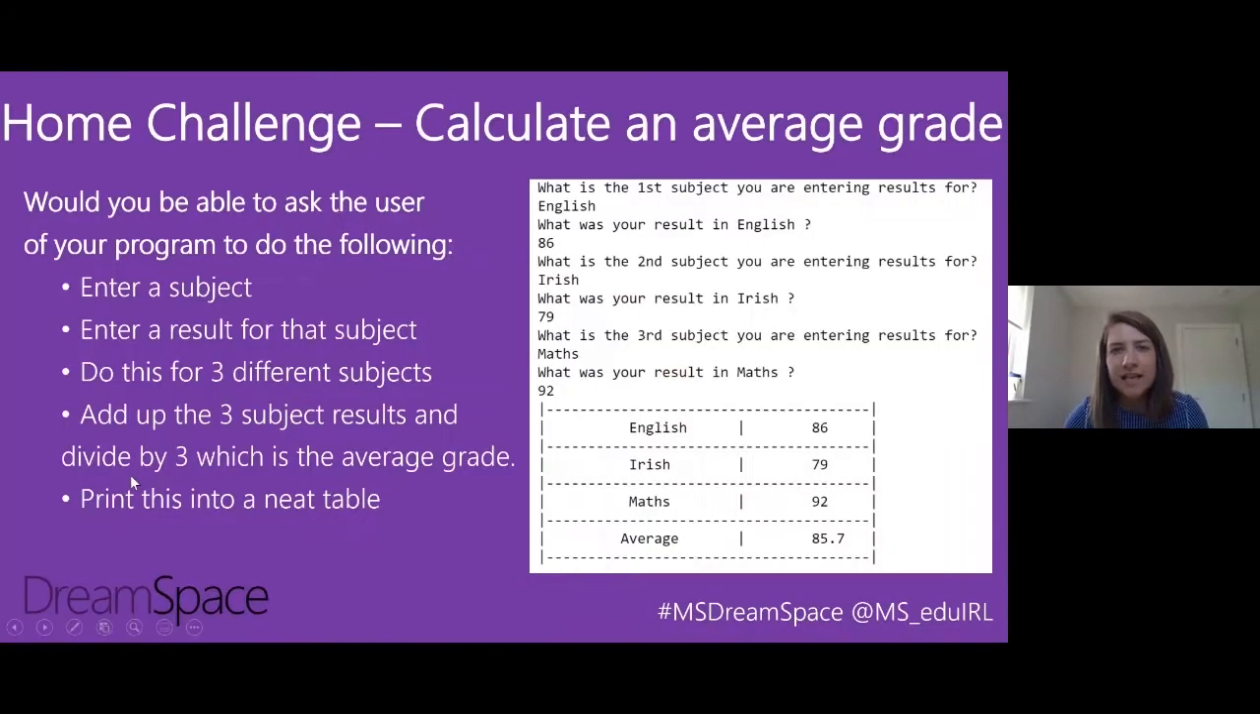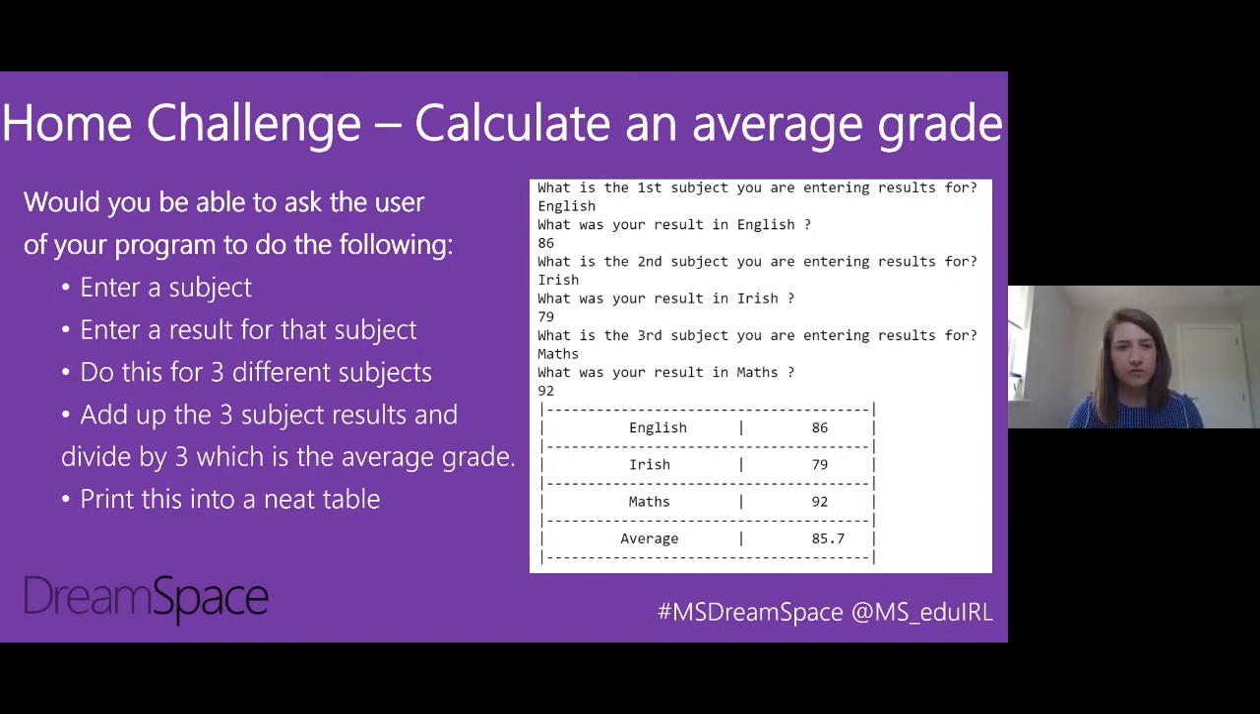Okay, so last week we finished up, after covering a lot of new information, by setting a home challenge. The home challenge was basically that you would develop a program that would ask you to enter a subject and then enter a result for that subject. We wanted you to do that for 3 different subjects, okay? And then when you had those 3 results, we wanted you to calculate an average of those 3 results. And then finally, we wanted that to all be printed out in a table.